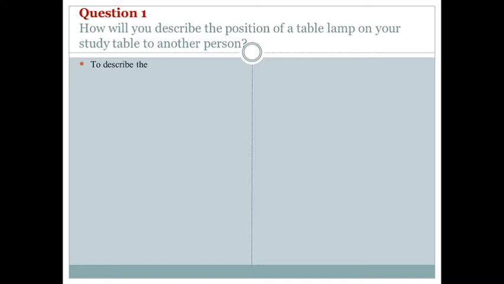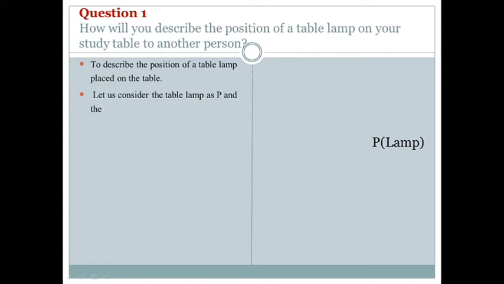To describe the position of a table lamp placed on the table, first we will mark the table lamp on a table, or we will place the table lamp on a table. So here we place the table lamp on a table and P represents the lamp. Let us consider the table lamp as P and the table as a plane. So we consider this plane as a table and this P as a lamp.